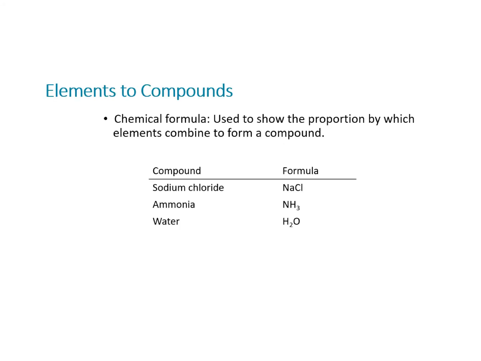And so we can see a few more here. We can see sodium chloride is NaCl. Na is the symbol for sodium. Cl is the chemical symbol for chlorine. Ammonia we've seen is NH3. Water is, of course, H2O. And so you can see these different elements combine in different proportions. Here, for sodium chloride, you have 1 sodium atom for every chlorine atom. Here, you have 3 hydrogen atoms for every nitrogen atom, and so on.